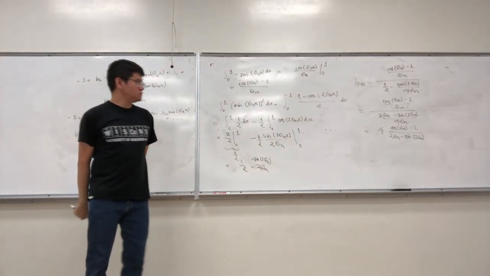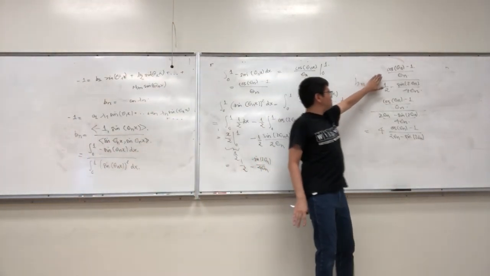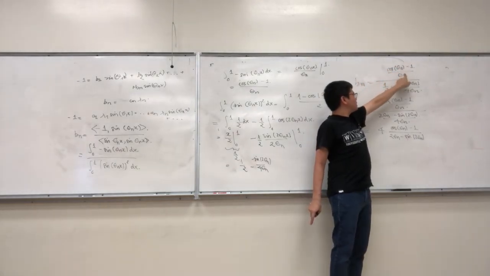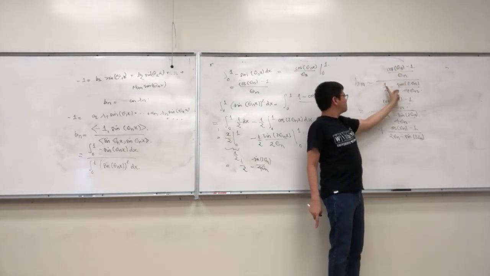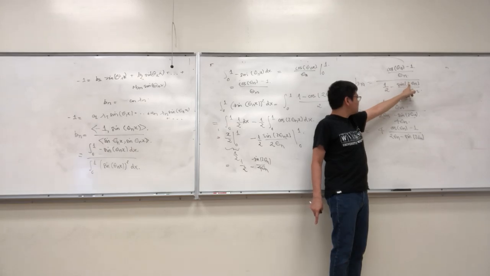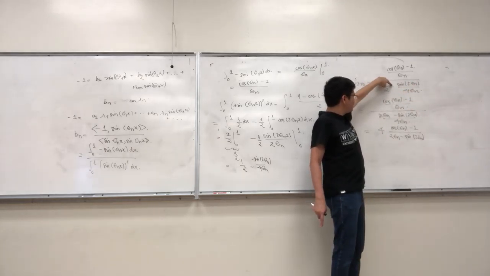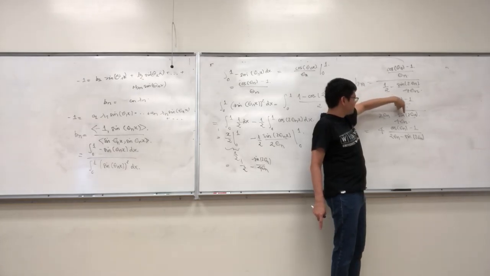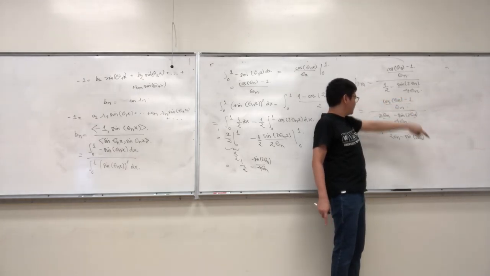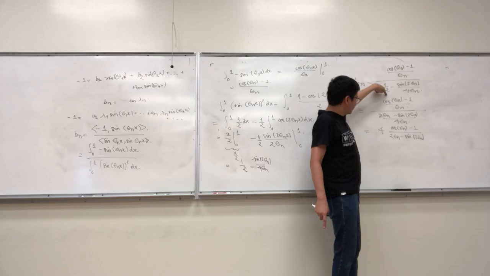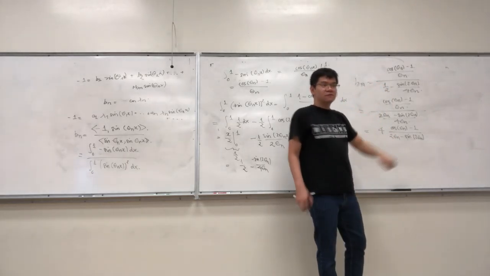Alright, questions? I divide the cosine of theta n minus 1 over theta n, 1 half minus sine of 2 theta n over 4 theta n. So this I write like 2 theta n minus sine of 2 theta n over 4 theta n. So I divide this by this and I'm multiplying everything by 4. Questions?